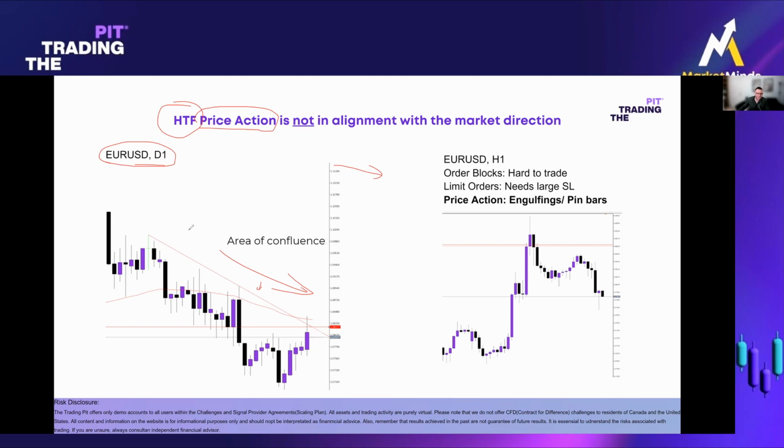So daily is down. Why? Because there is a downtrend, not because I say it's down, but because there is a downward trend line and the price trades below it. There is this 50 period moving average that the price still trades below.